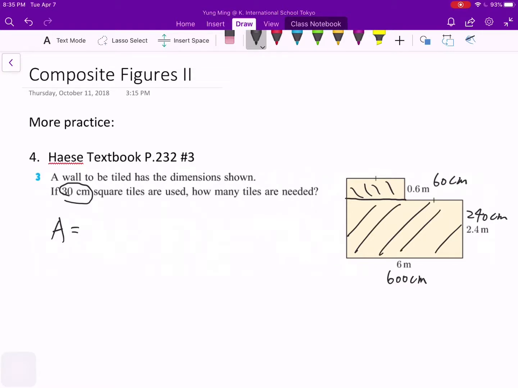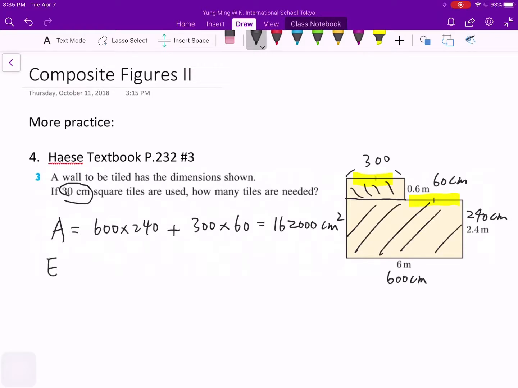We're good. So for the bottom big rectangle, we got 600 times 240, plus the top part, we have 60 centimeters multiplied by this guy over here. This is the same as this, and they add up to 600, so that means each one of them has to be 300. So that's 300 times 60, and that's going to give us 162,000 centimeters squared. So far so good.